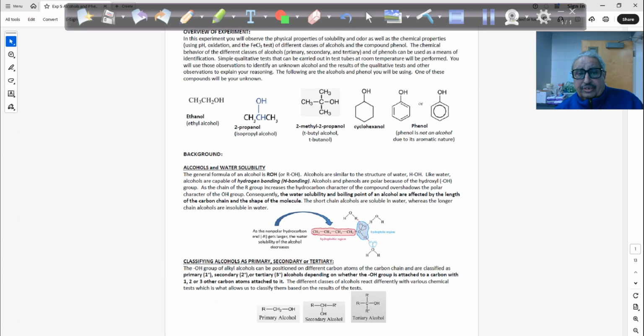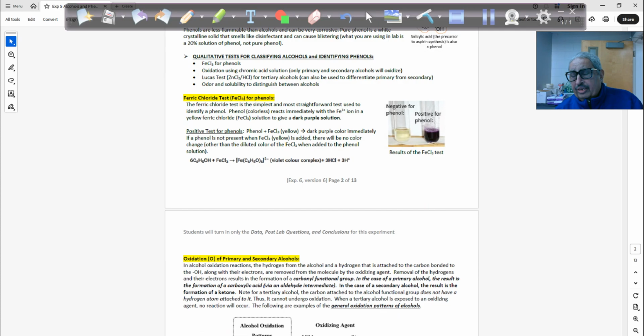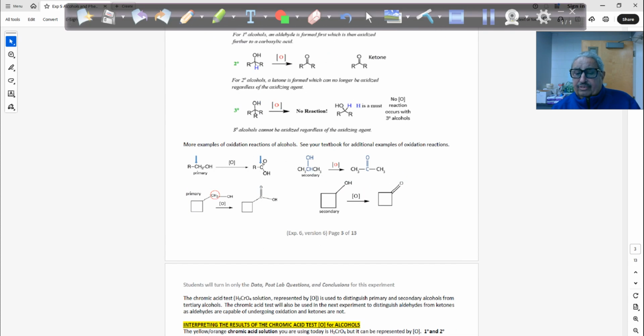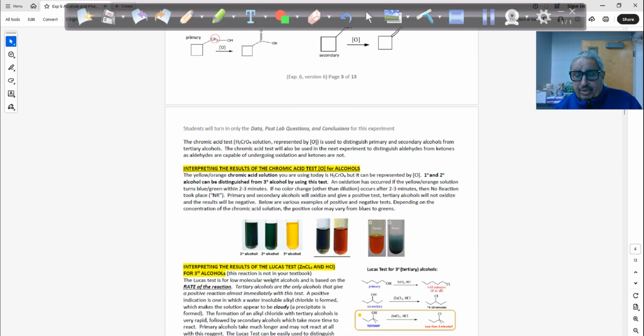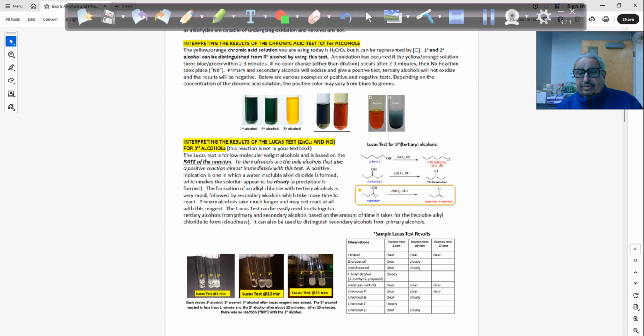So I'm just looking for the other reactions here. The iron chloride is for phenol, and the chromic acid is for the primary and secondary alcohol reaction. And you can see the color, the primary and secondary and tertiary. So you can eliminate the tertiary out with this chromic acid. And the secondary is darker, a very dark green color.